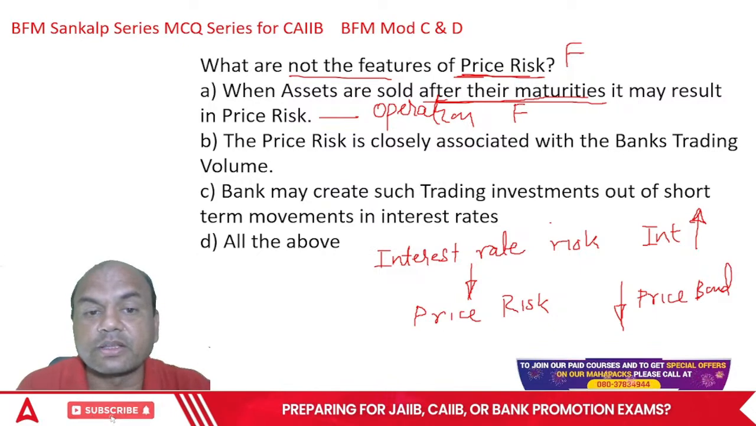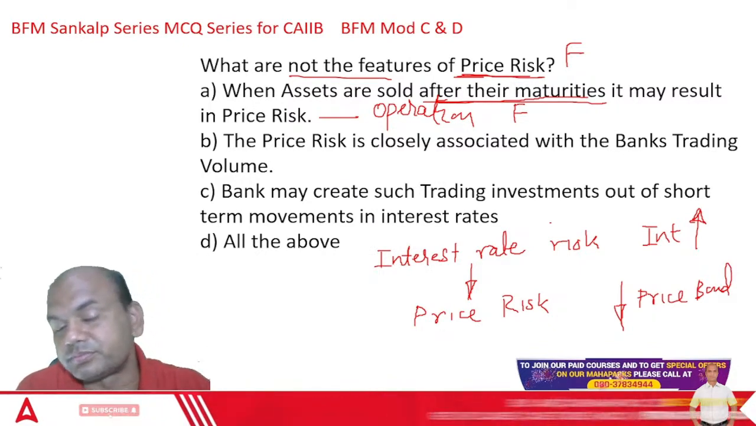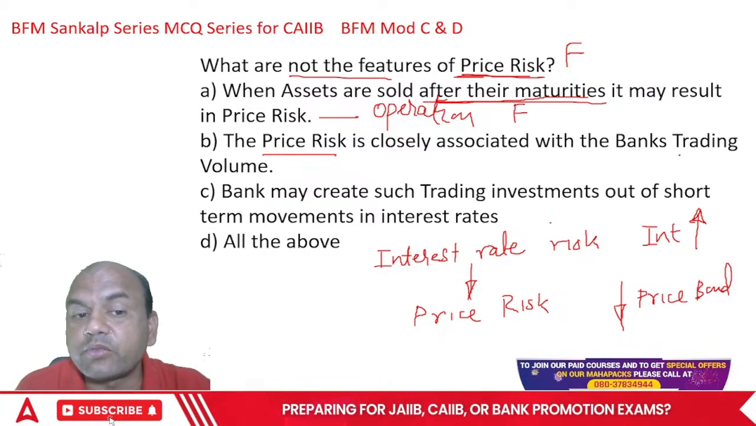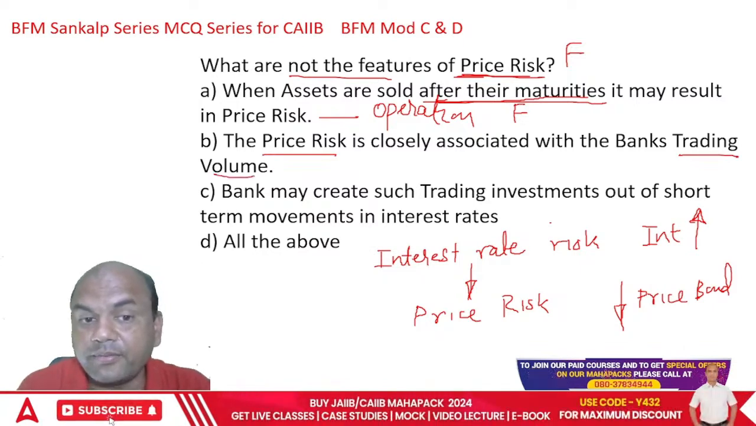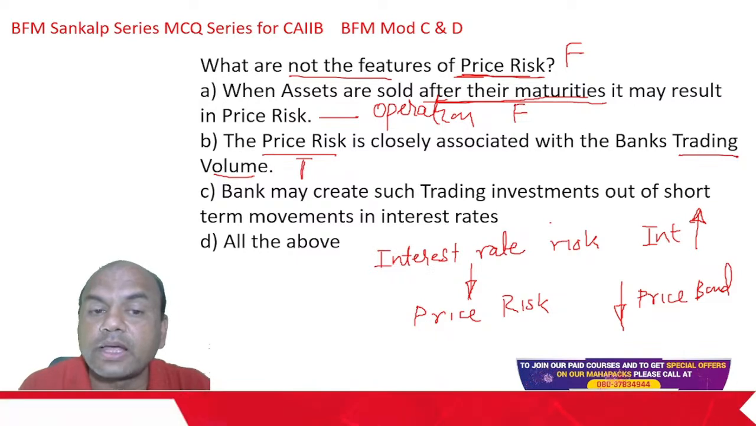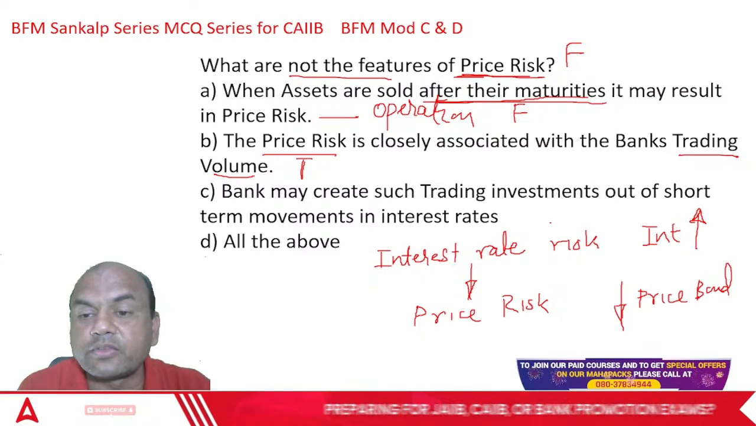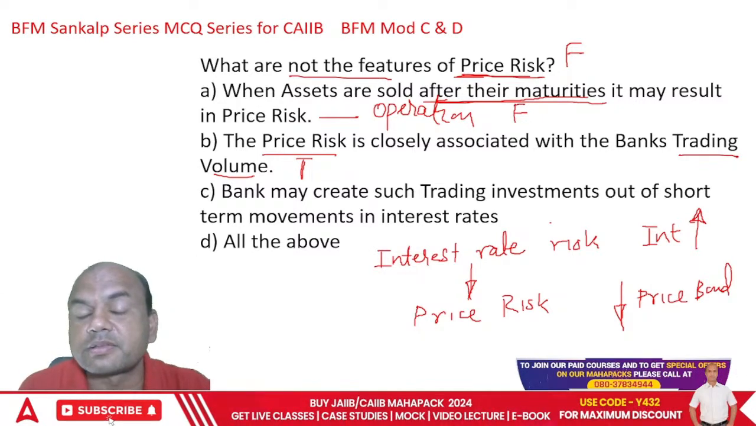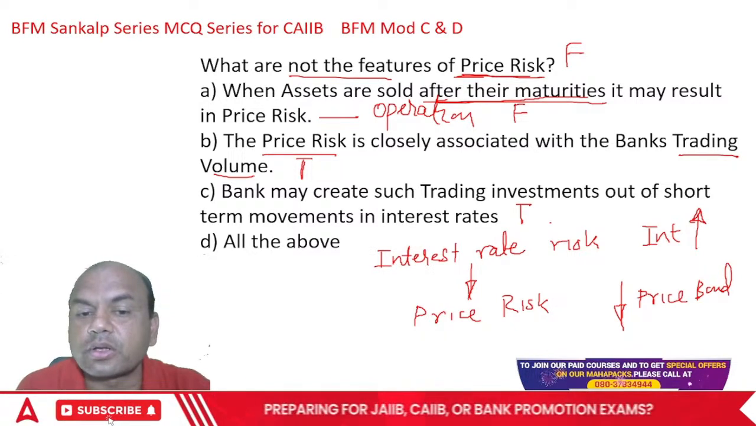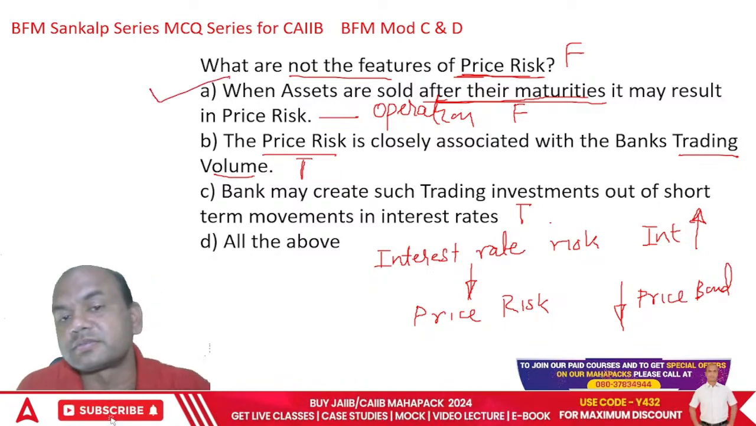What about the second one? The price risk is closely associated with banks' trading volume. That is true, because the more the trading volume, the more price risk I will have. Banks may create such trading investments out of short-term movements in the interest rates. So that is also true. I can create investments by the short-term movement. So this is true, but I want false. So only A is the answer.